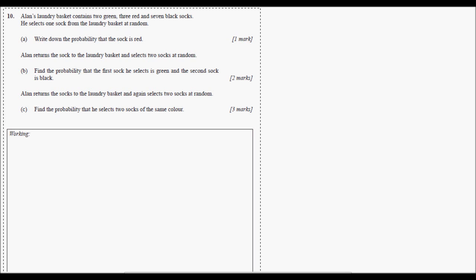So it says Alan's laundry basket contains 2 green, 3 red, and 7 black socks. Okay. He selects one at random. Okay, so Alan is a nerd. Okay, who sits there and selects random socks from their laundry basket? I don't know.